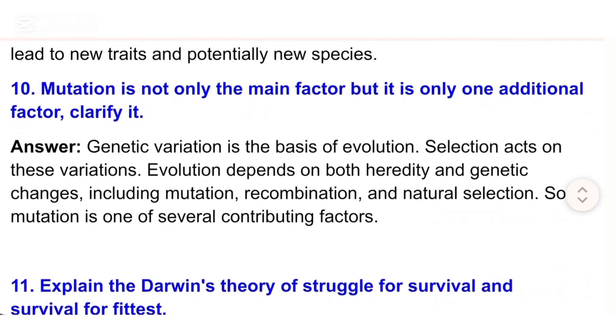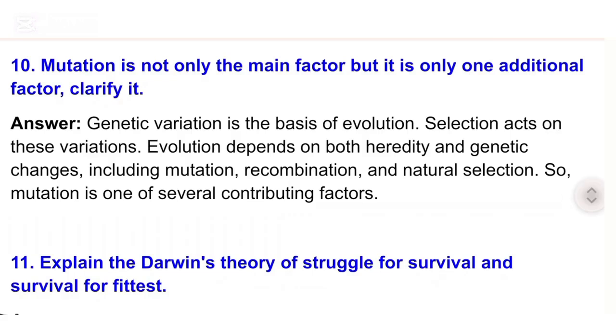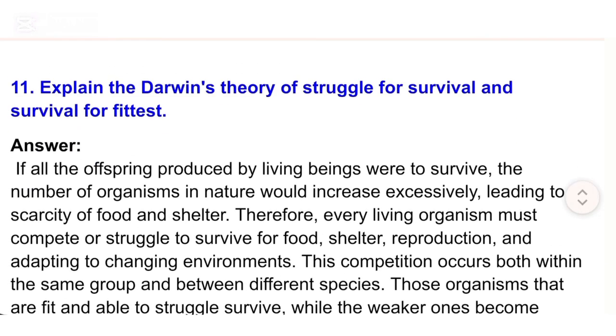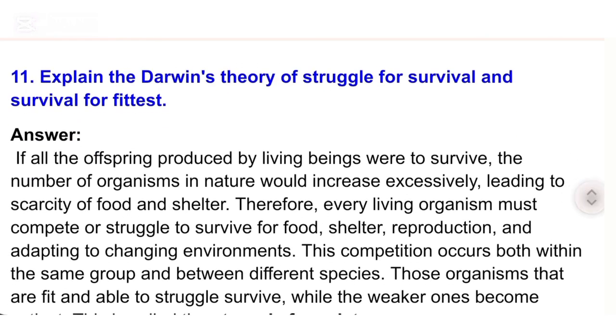10. Mutation is not the only main factor but only one additional factor. Clarify it. Answer. Genetic variation is the basis of evolution. Selection acts on these variations. Evolution depends on both heredity and genetic changes, including mutation, recombination, and natural selection. So, mutation is one of several contributing factors.